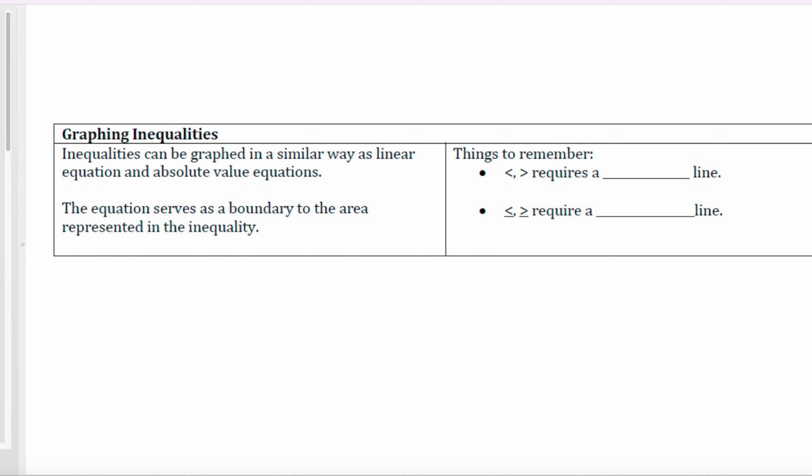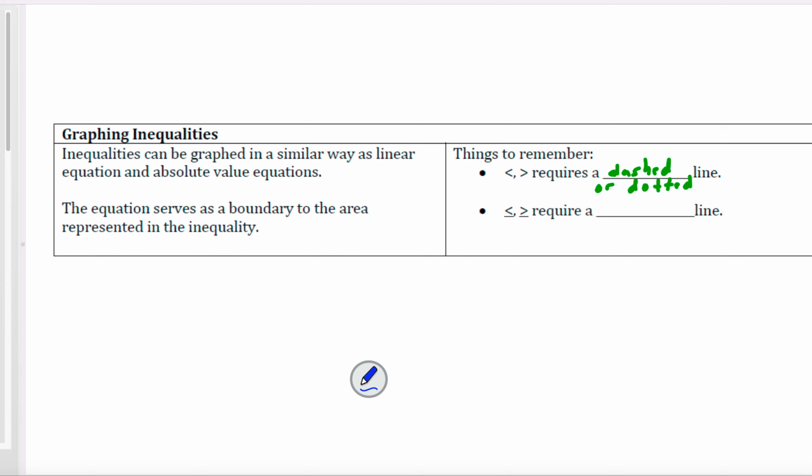Some things to remember here is that you've got the less than and greater than symbols. They don't have that little line underneath, so that requires a dashed or dotted line. So coming over here to fill this in, this is dashed, or some of you like to call this a dotted line. And then the equation just serves as a boundary to the area represented in the inequality.